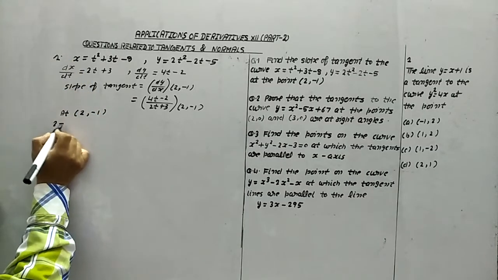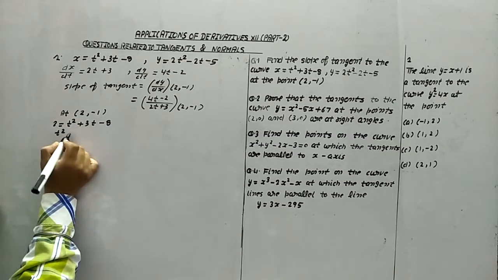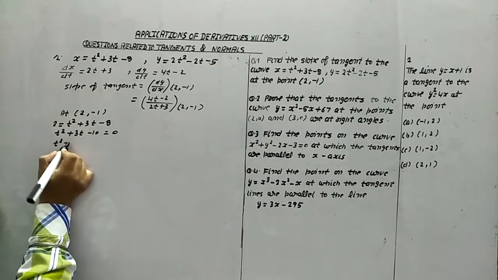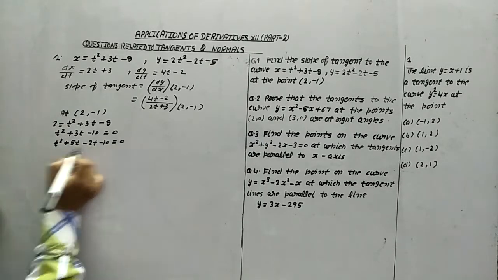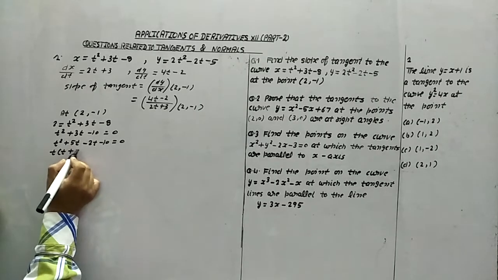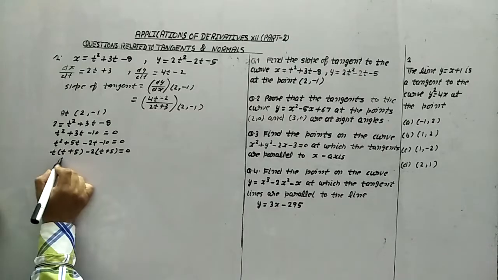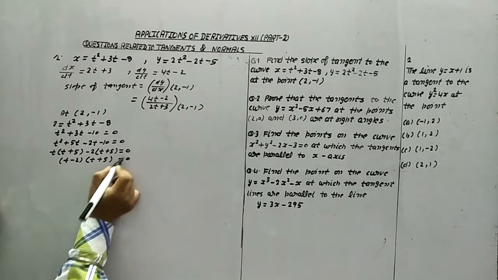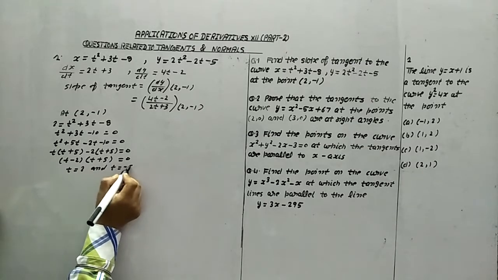When x = 2, t² + 3t − 8 = 2, which means t² + 3t − 10 = 0. It means t² + 5t − 2t − 10 = 0. Taking t common, t(t + 5), and −2 common, −2(t + 5) = 0. So (t − 2)(t + 5) = 0. It means t = 2 and t = −5.